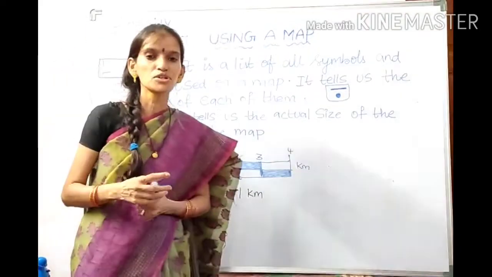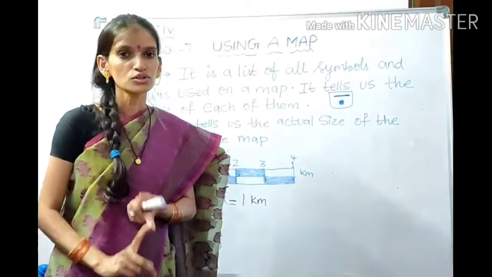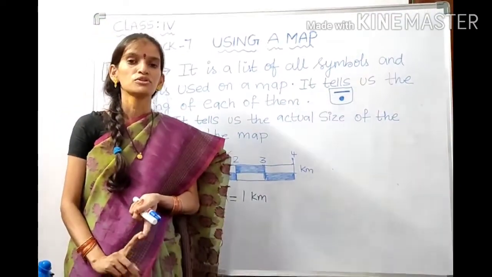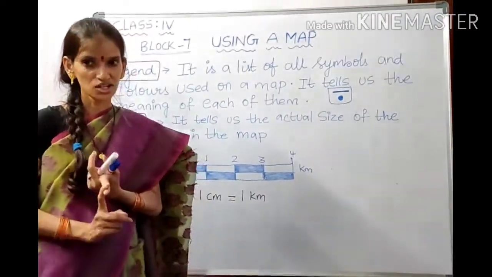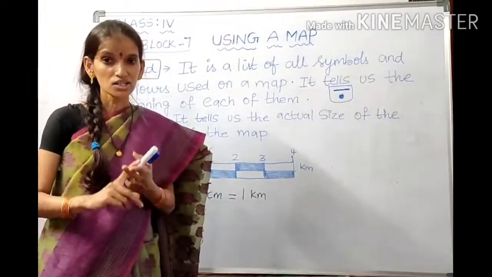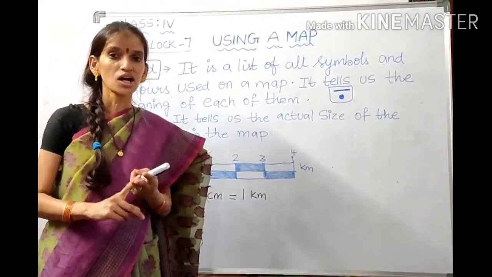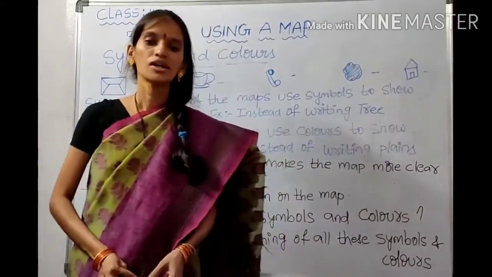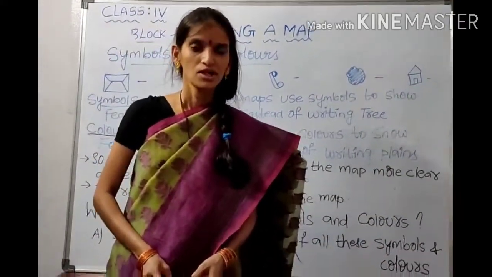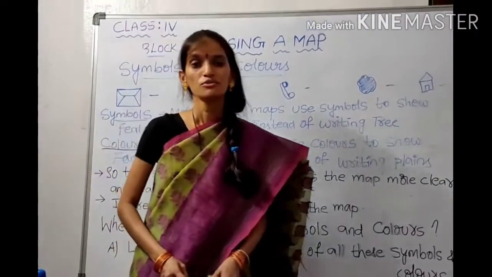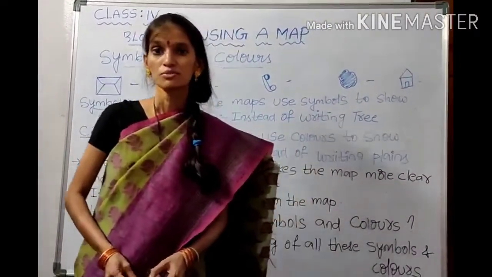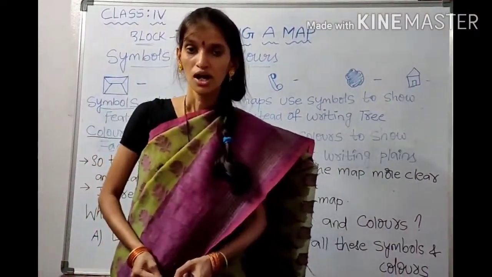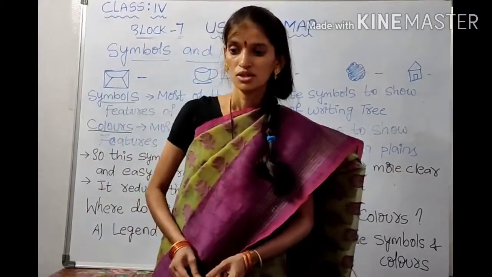Once again recap children, we have studied about elements of map. First one is direction, title, legend and scale. These are the elements of maps. Let us move on to the few more topics children. Before starting the topics, I will ask you some questions.